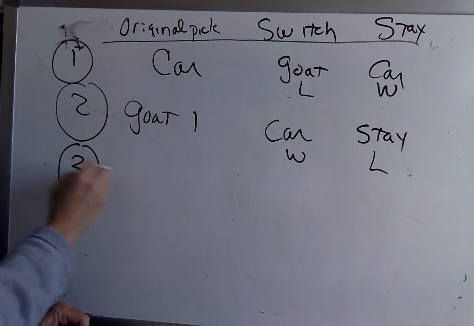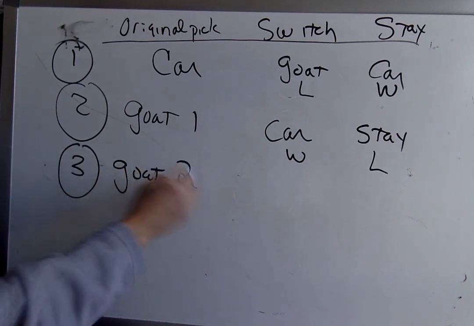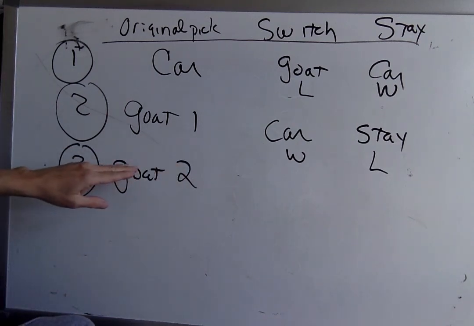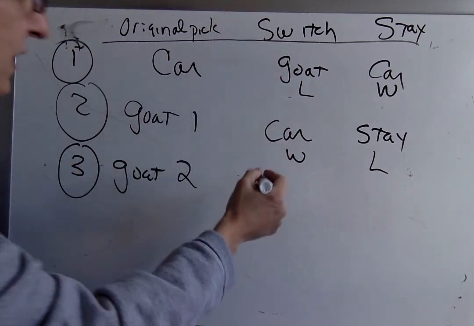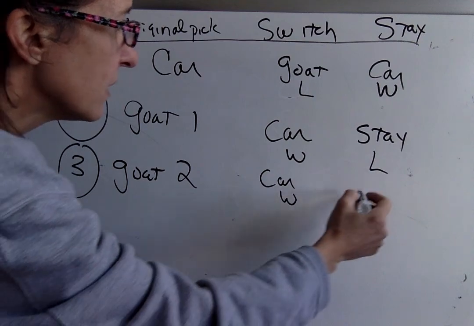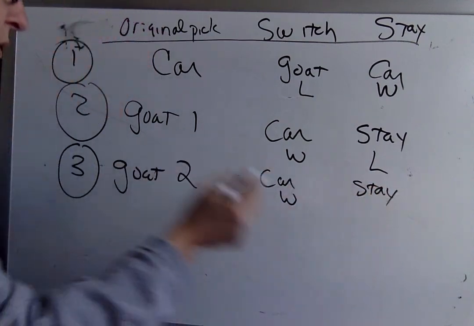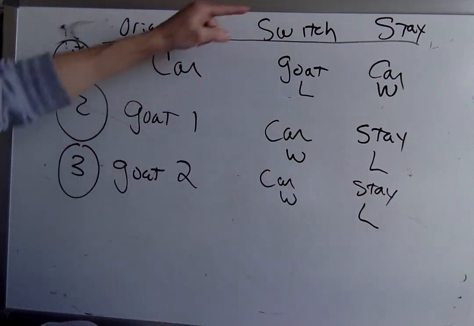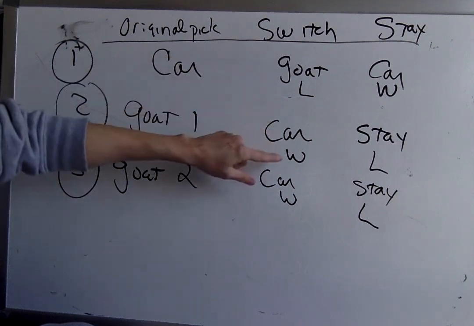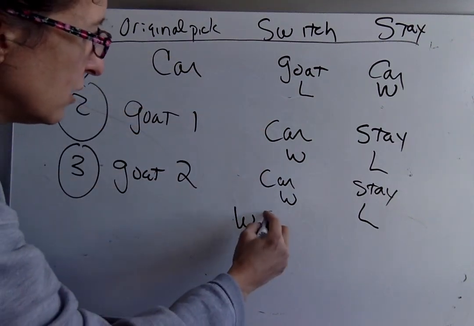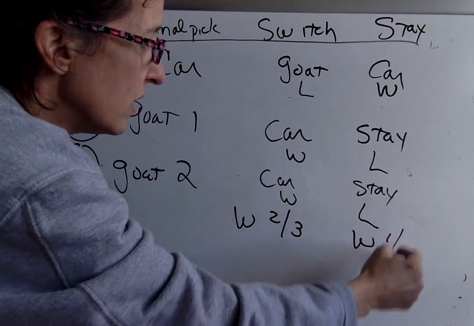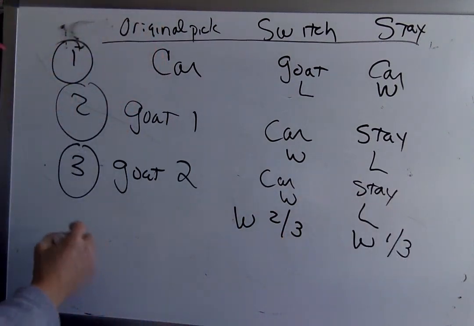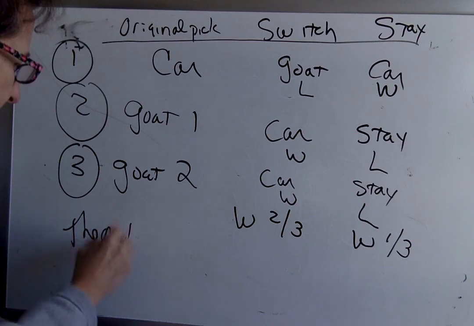Now the third scenario. What about if I had the second goat? Well, Monty's going to open the door with goat number 1. So if I switch, I'm going to the car. And if I stay, I'm stuck with goat number 2 and I'm losing. So look at what happens here. When you switch, you win 2 out of 3 times. If you stay, you win 1 out of 3 times. This is the theoretical probability.